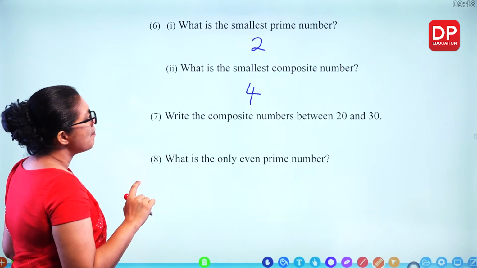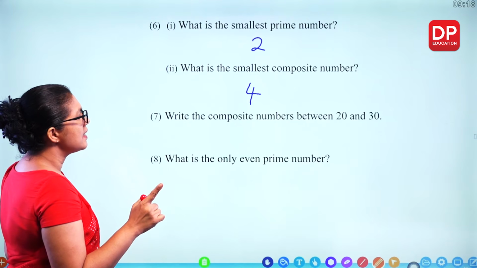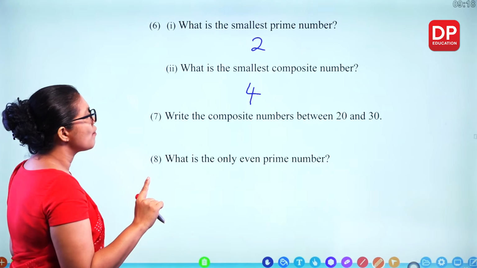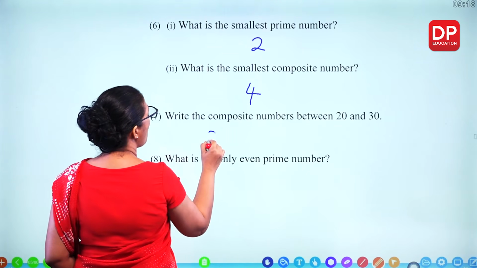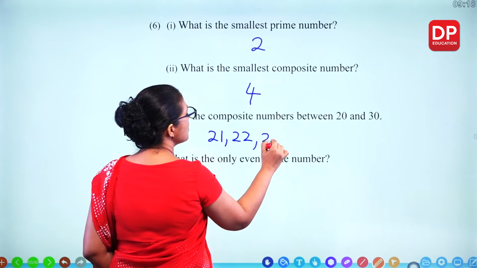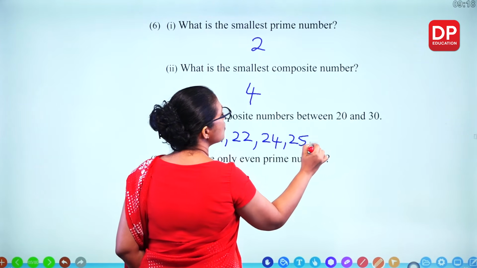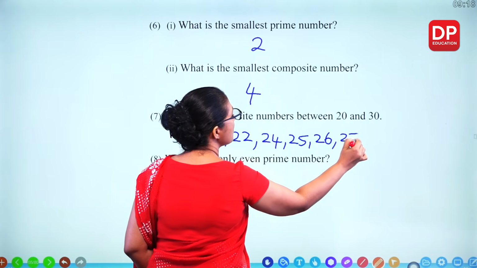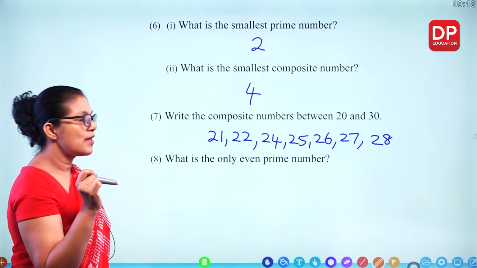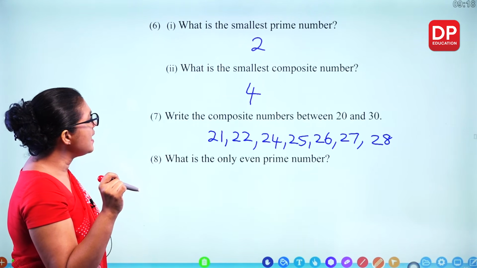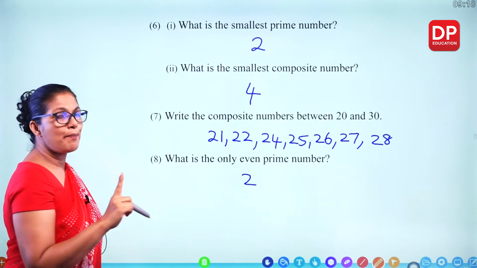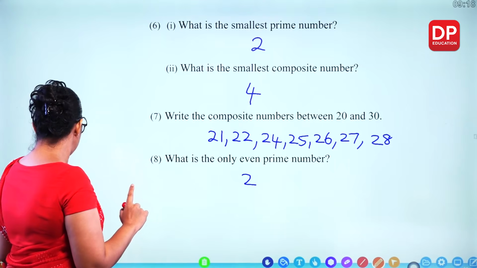Write the composite numbers between 20 and 30. Between means you can't consider 20 and 30. So starting from 21, 22, 23 you can't, 24, 25, 26, 27, 28, 29 you can't. You can't write 30 as well. What is the only even prime number? That's 2. Prime number, that's the only even number.